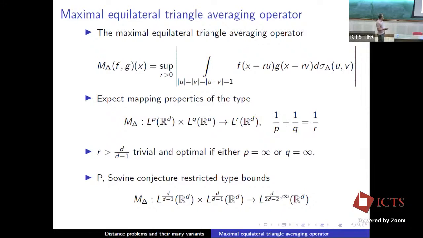And this was based on the fact that for the maximal spherical, you can only go down to D over D minus 1. So that puts a limit on what you can do here if one of the functions is an L infinity. That is where our conjecture came from. It's not that we had necessarily a function outside it that blew up.